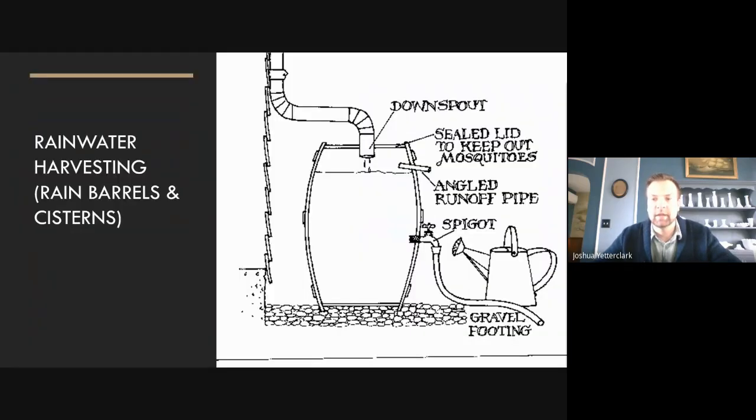The first rainscaping technique is rainwater harvesting. Using a rain barrel or cistern is the most basic rainscaping tool. Connecting one of these devices to your downspout captures the first flush of stormwater, which is oftentimes the most polluted.